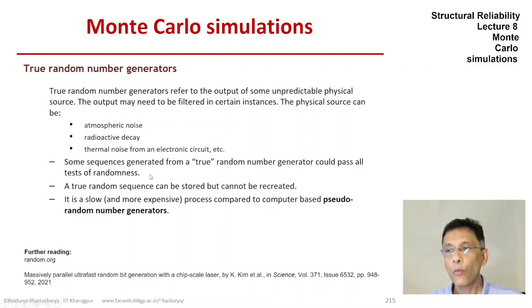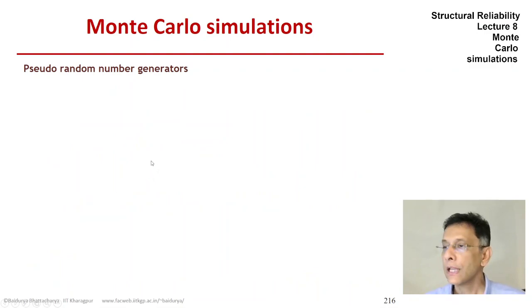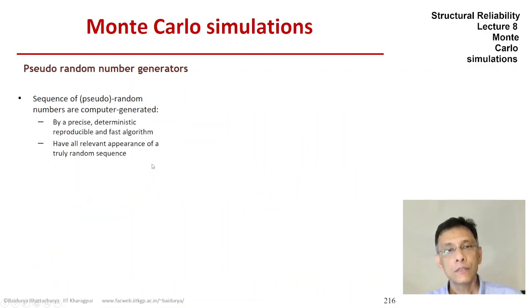So what are these pseudo-random number generators? These are sequences of numbers that are generated by a very precise, deterministic, reproducible algorithm, and fast, very fast. But even if they are completely deterministic, they have all the required appearance, for the application at hand, of being a truly random sequence. So that's very important.